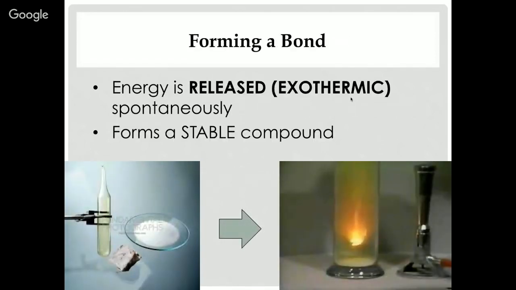Recall that when a bond is formed, energy is released. That's an exothermic process, and it's released spontaneously. And the result is the formation of a stable compound. So for example, if we take pure sodium and chlorine gas, they come together, they release a lot of energy, and the result we get is table salt.